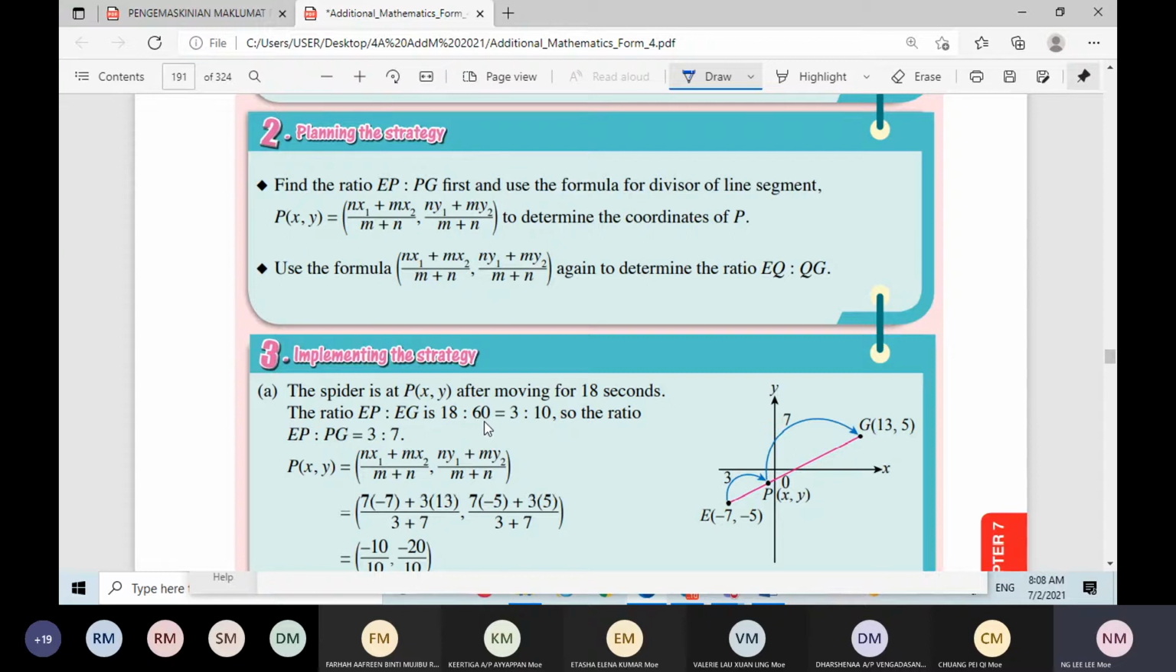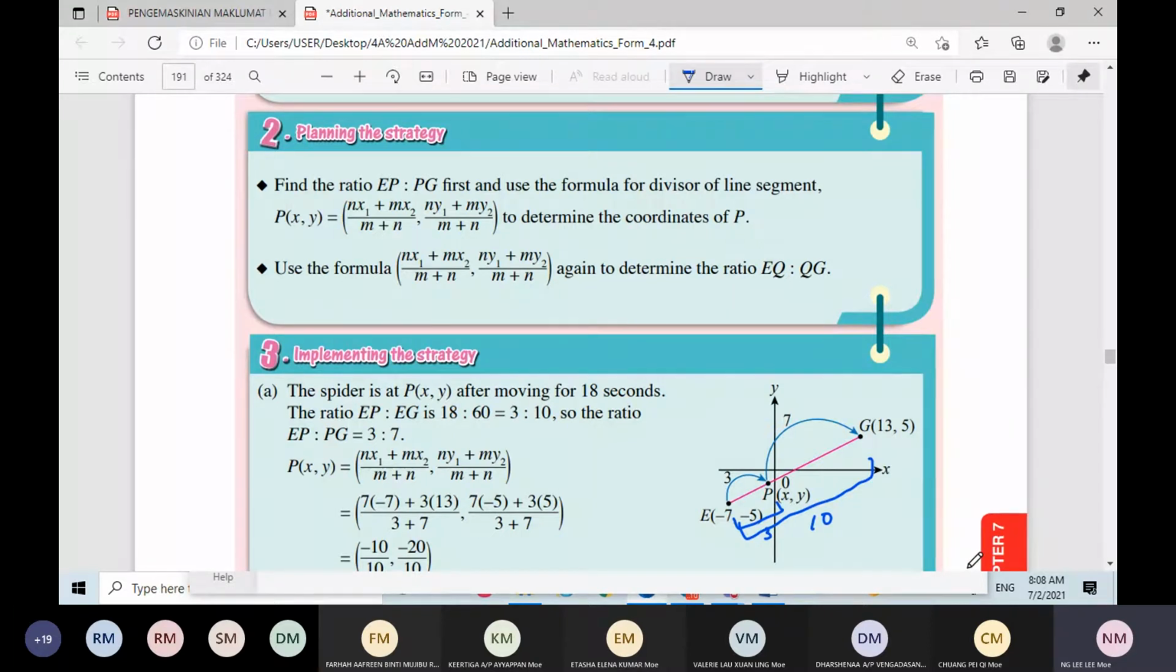We must change into the same unit for the ratio. Then after that simplify, so you get 3:10. E to P is 3, and E to G is 10. Therefore 10 minus 3, P to G is 7. This is how you analyze the question and get the ratio. This question is a bit spatial.